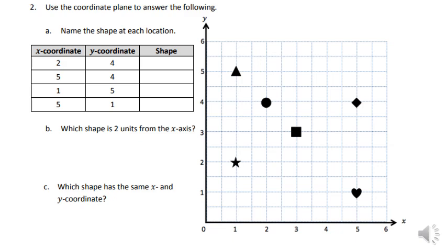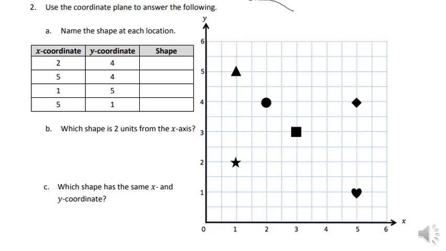Number 2, now we actually get to start using our knowledge of coordinate planes. It says use the coordinate plane to answer the following. Name the shape at each location. Now in class what I showed you was it has x, y coordinates. X is always first, and x is always the normal number line, so the number line which is going to be horizontal. Because always got to remember you got to go across the floor before you can go upstairs. So you always go across before you go up.